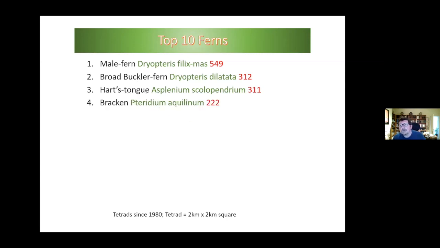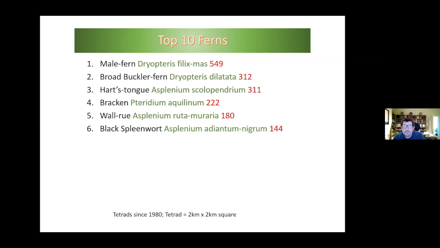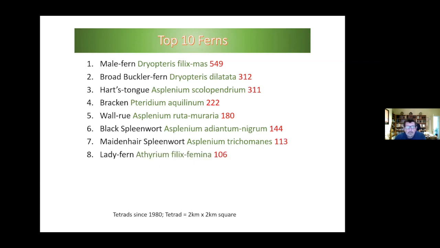Number 4 is bracken at 222 tetrads. Number 5, wall rue, Asplenium ruta-muraria, 180. Number 6 is black spleenwort, Asplenium adiantum-nigrum, at 144. Number 7, maidenhair spleenwort, Asplenium trichomanes, 113. Number 8, the lady fern, Athyrium filix-femina, 106. Number 9, the soft shield fern, Polystichum setiferum, 103.